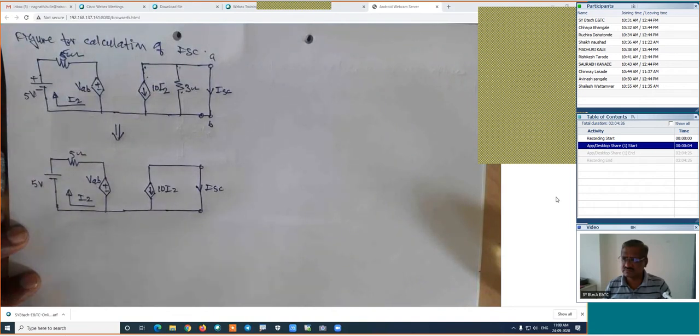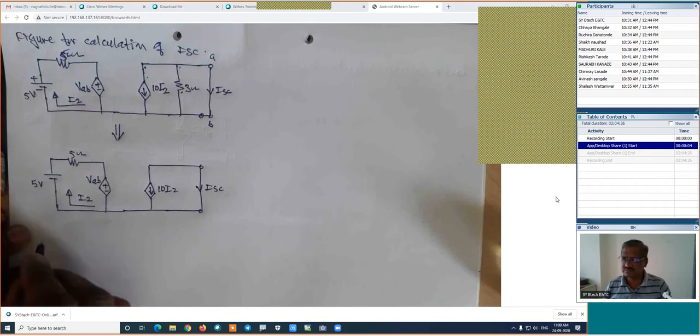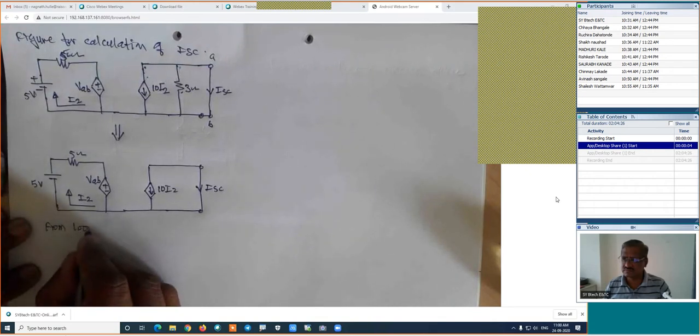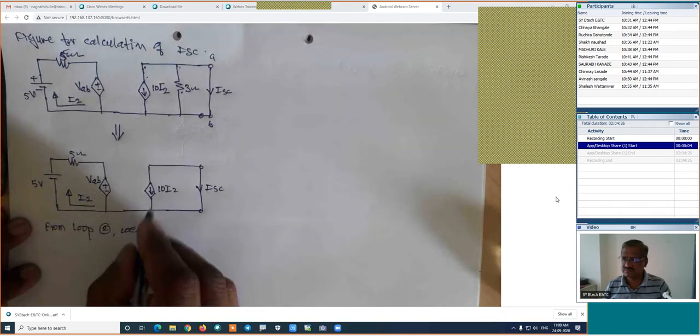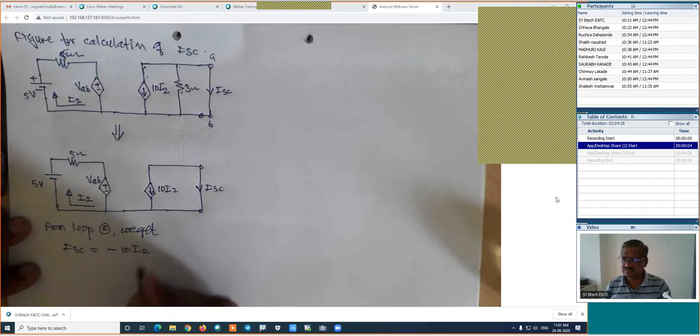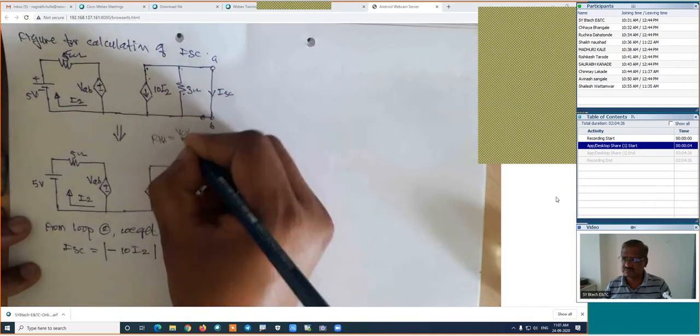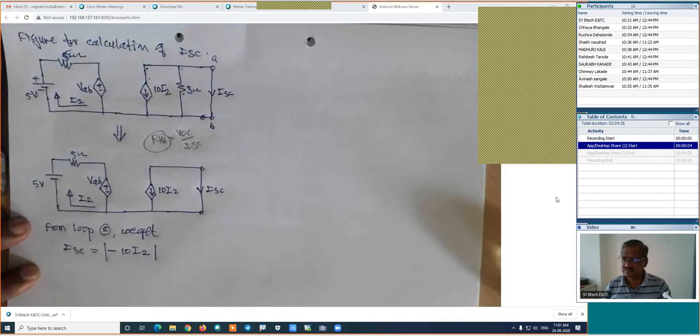Now look at the directions. We are interested in the current downward. And this current is actually upward, so from loop 2 we get: ISC is equal to minus 10 into I2. But we always have to take the modulus, because we are finding the value of RTH. RTH is equal to VOC upon ISC, and this RTH is never negative. That's why VOC and ISC we have to consider both positive, so I am taking its modulus value. Is it right? This is the same as 10 into I2. But we have to find out the value of I2 first.